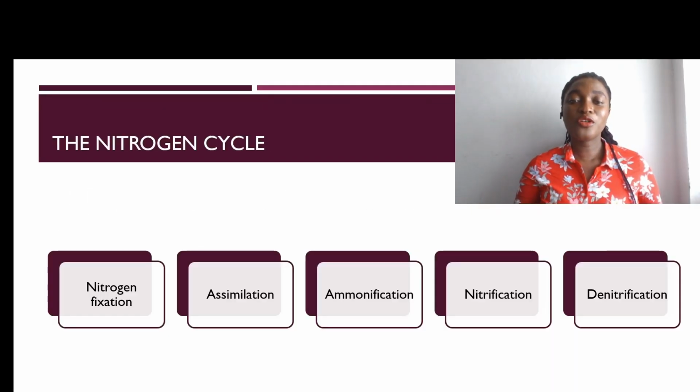So moving on, we are going to look at the nitrogen cycle. And in the nitrogen cycle, we have 5 main processes. The first process is nitrogen fixation. Second is assimilation. Third, ammonification. Fourth, nitrification. And finally, we have denitrification. So let's take the very first one, nitrogen fixation.